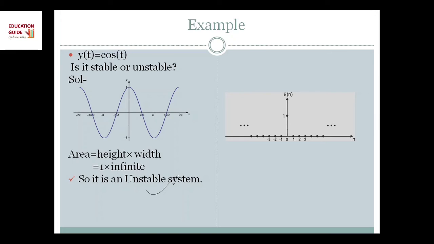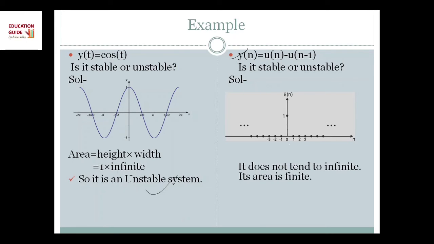Next example is y(n) = u(n - 1). Is it a stable or unstable system? We draw the waveform of u(n - 1). It is a delta(n) signal. It does not tend to infinity. Its area is finite. So it is a stable system.